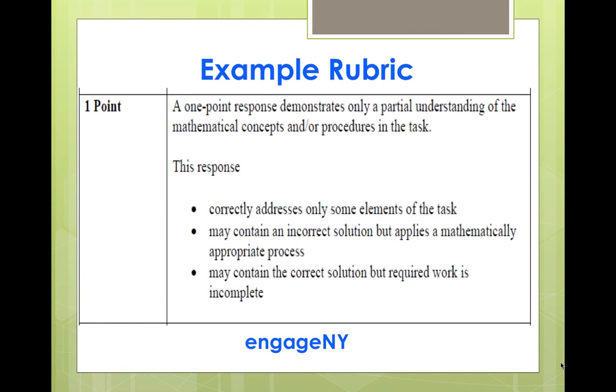If a student scores 1 point, the response correctly addresses only some elements of the task. It may contain an incorrect solution, but it does apply a mathematically appropriate process. That means they carried out the answer in a logical manner, and it was understood that they knew what was going on. And lastly, it may contain the correct solution, but the required work is incomplete.